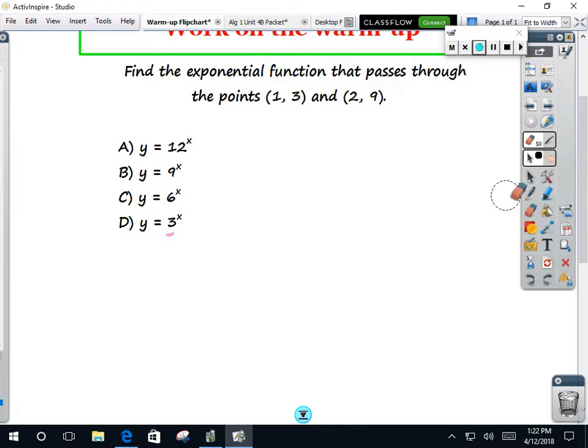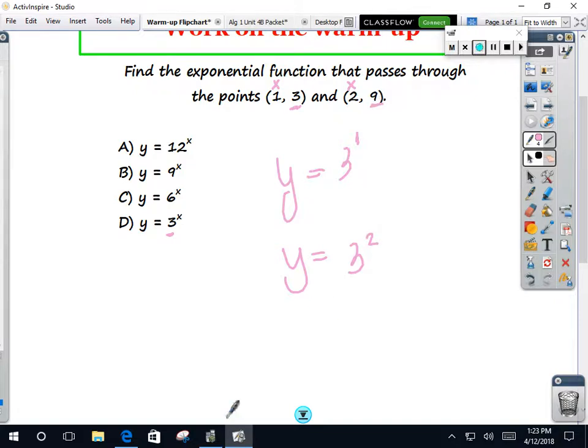we have y equals 3 to the x, right? Well, when we're given 2 points, aren't we given 2 x values? The first x value is 1, so I'm going to replace the x with 1, and the second x value is 2. Well, what is 3 to the first? 3. What is 3 to the second? 9. So that's another way you could have looked at it.